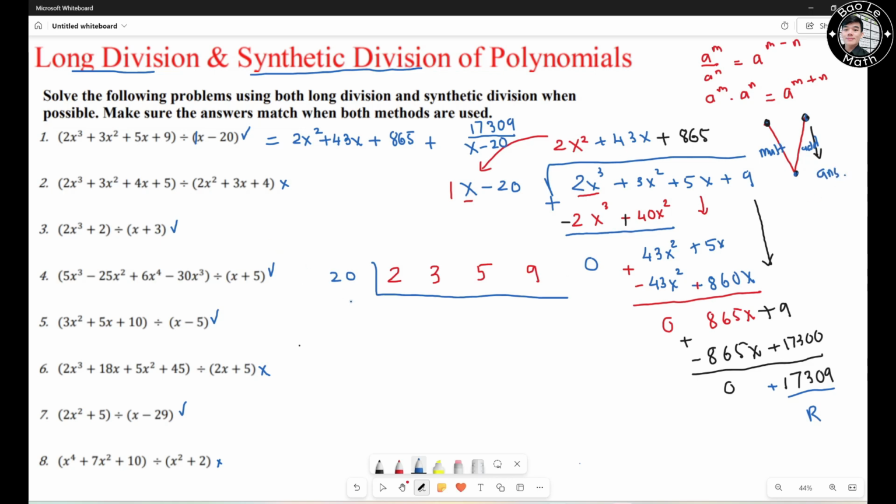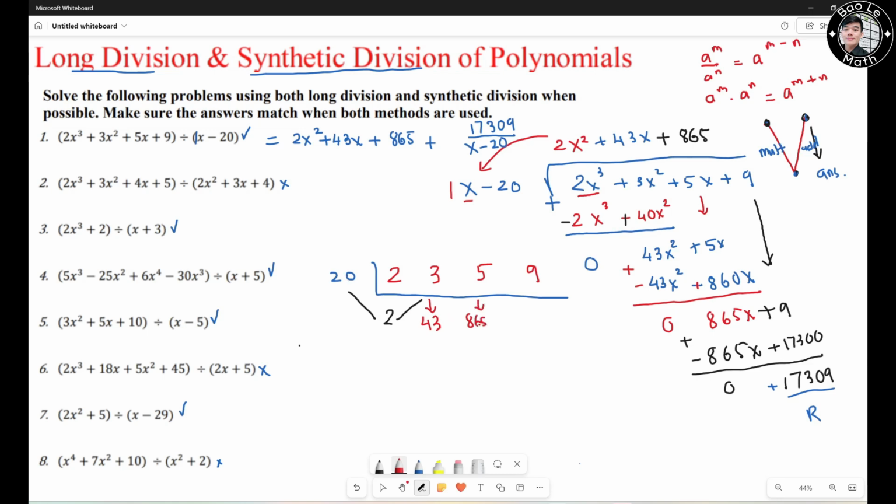Alright, so I'm gonna draw the V diagram. The first thing you need to do is to drop the first number right here. Drop it down, 2. Now you draw the V diagram like this. And you put the answer right here. 20 times 2, it could be 40. 40 plus 3, it could be 43. Drop it down. Next one, 20 times 43, it could be 860. 860 plus 5, it could be 865. Drop it down right here.